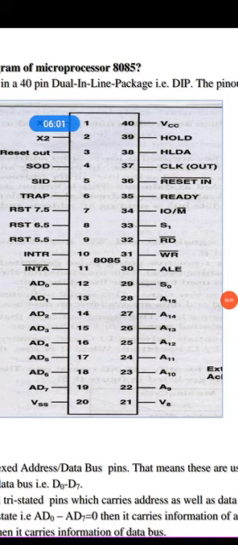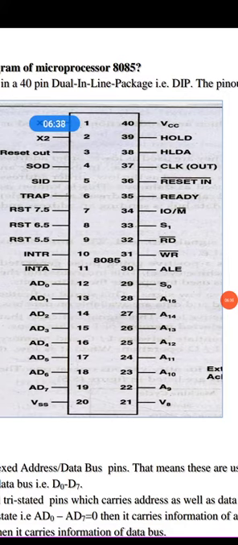Pin number 33 is S1, the status signal that we learned earlier, and pin number 34 is again an important pin, IO/M bar, which decides between input output and memory. When the signal on pin number 34 is 1, it is used for input output devices, and when the signal is 0, it is used for memory. Next is pin number 35, READY pin, which shows that the microprocessor is ready to accept input or produce output on the input output devices.